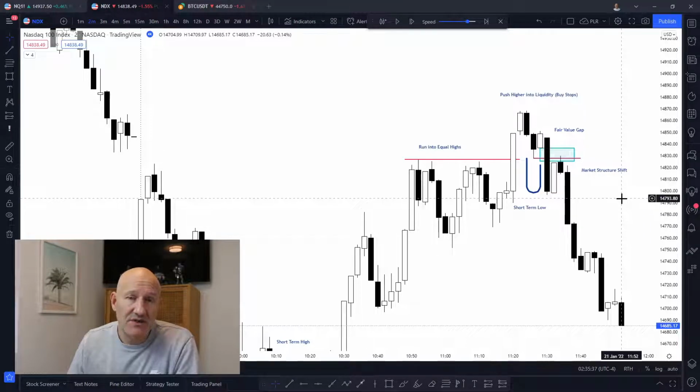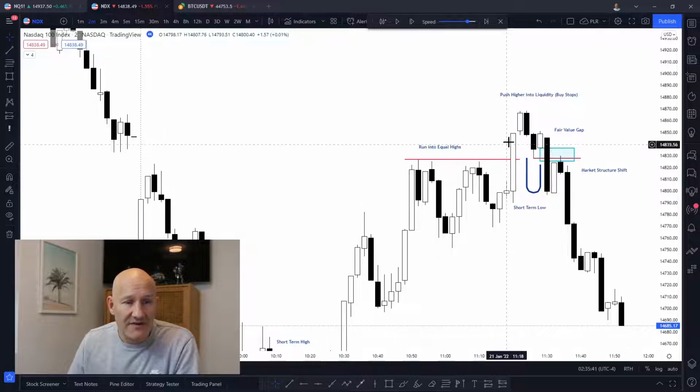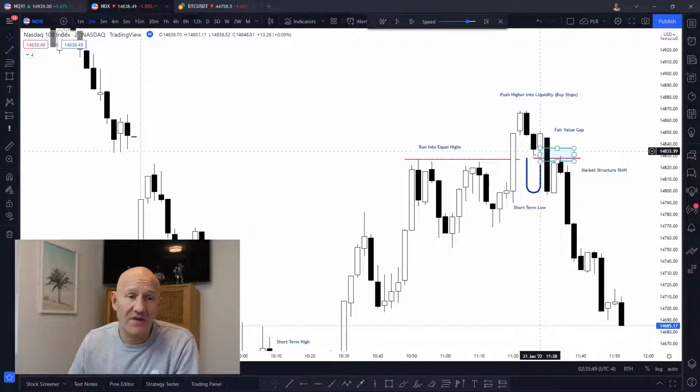So similar to our liquidity grab at the sell stops, as we have this run up into liquidity here, we have this short-term low form. So similarly to our swing high, this is a swing low pattern. We have a 3 candle setup with the middle candle having the lowest low of the 3 candles. So that's our short-term low that's formed just there.